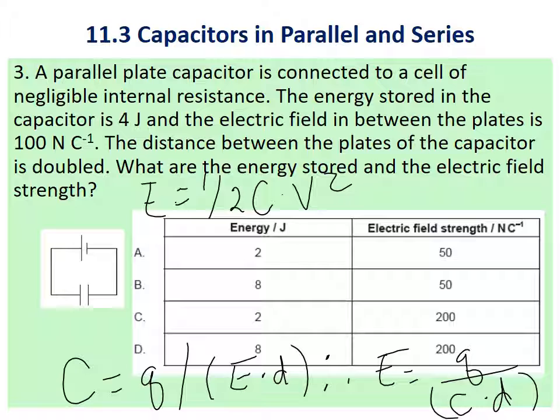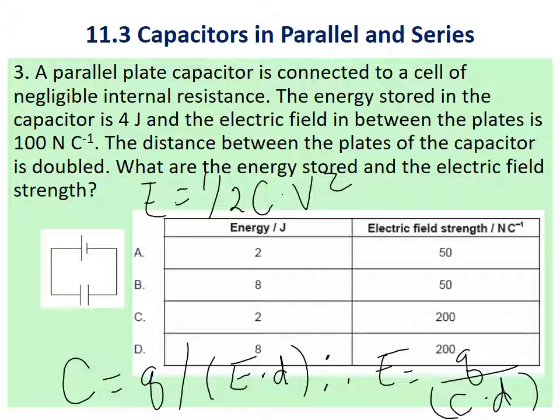And just so you know, this E times D is voltage. This comes from topic 10. And instead of D, they use delta R, and instead of V, it's delta V. So it's pretty much the same thing, the electric field strength. So I can see that when the distance is doubled, I can see how the electric field strength changes.